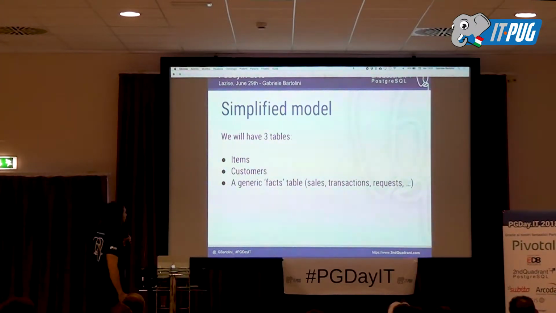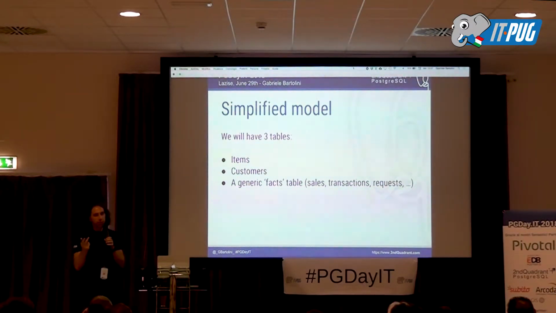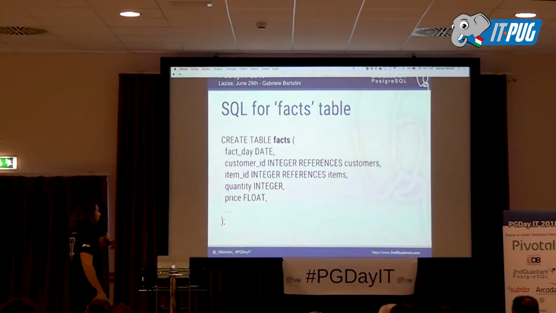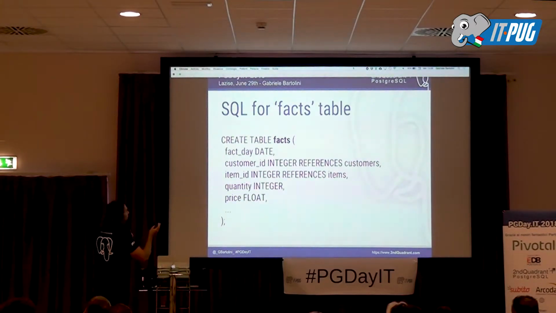So in a very simplified model, we will have three tables. We will have the so-called dimensions, items and customers, and then a generic fact table that, as I said, could be sales, could be requests, and so on. This is the SQL we could use to represent this table. A very simple one.